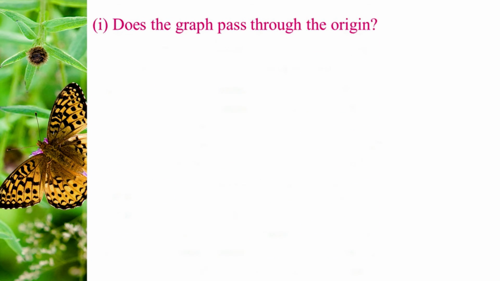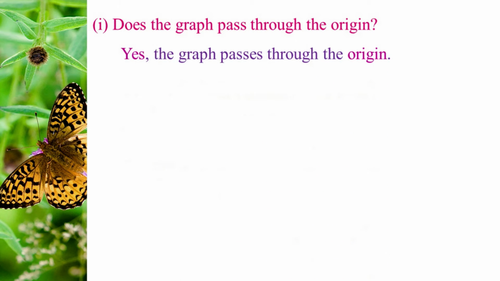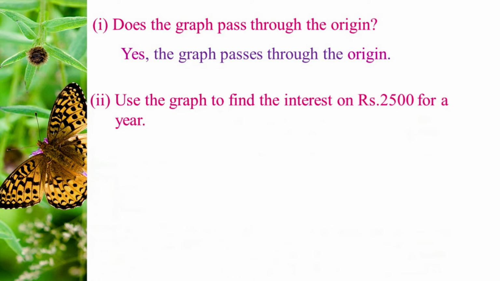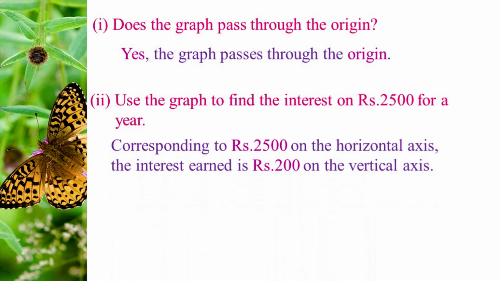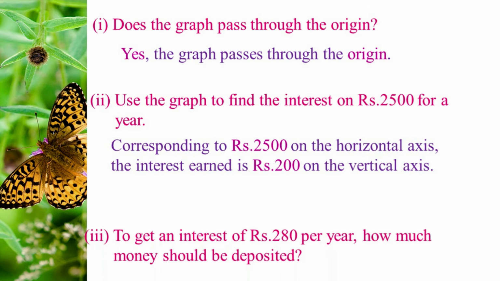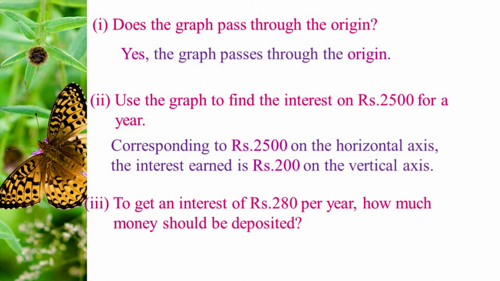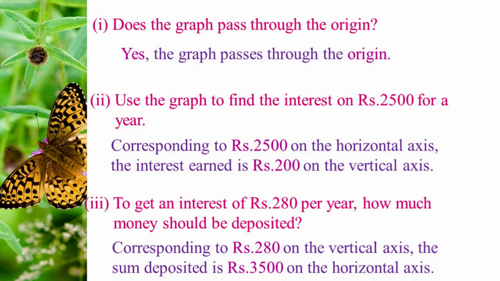Now write the answers for the following questions. Does the graph pass through the origin? Yes, the graph passes through the origin. Use the graph to find the interest on rupees 2500 for a year. Corresponding to rupees 2500 on the horizontal axis, the interest earned is rupees 200 on the vertical axis. To get an interest of rupees 280 per year, how much money should be deposited? Corresponding to rupees 280 on the vertical axis, the sum deposited is rupees 3500 on the horizontal axis.